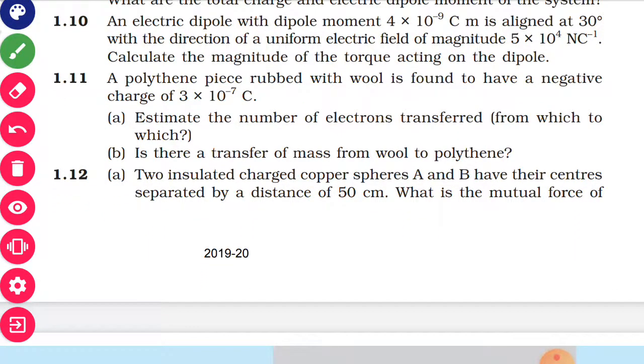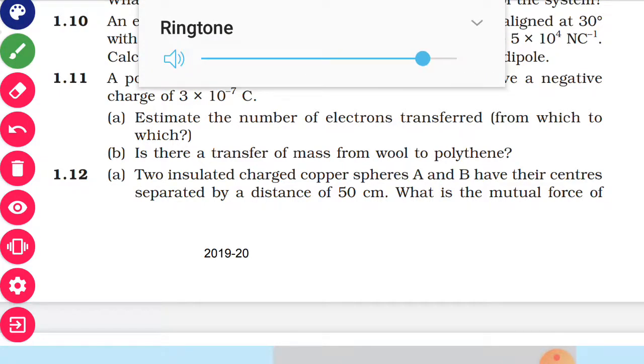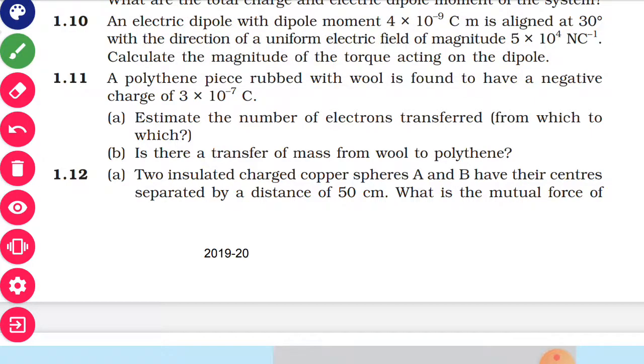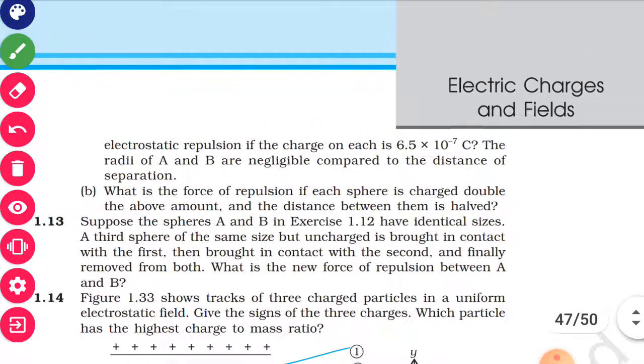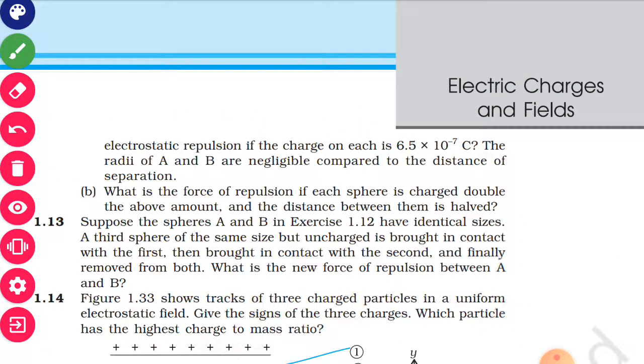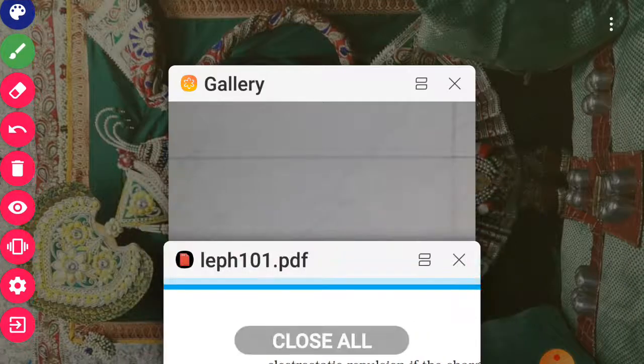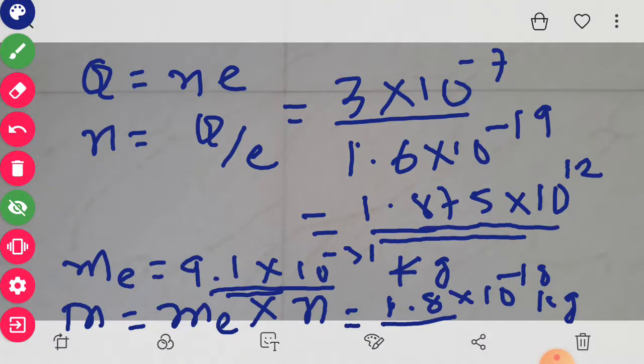Two insulated charged copper spheres A and B have their centers separated by a distance of 50 centimeter. What is the mutual force of electrostatic repulsion if the charge on each is 6.5 into 10 raised to minus 7 coulomb? The radii are given, which are negligible compared to the distance of separation. The first part is easy to calculate.